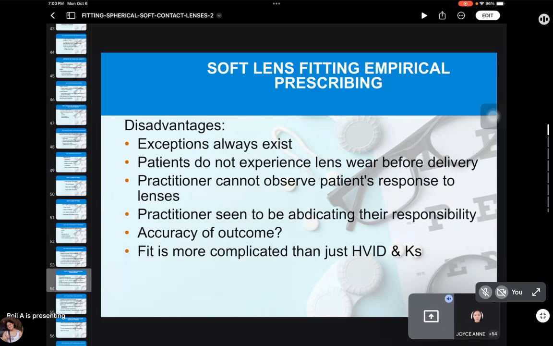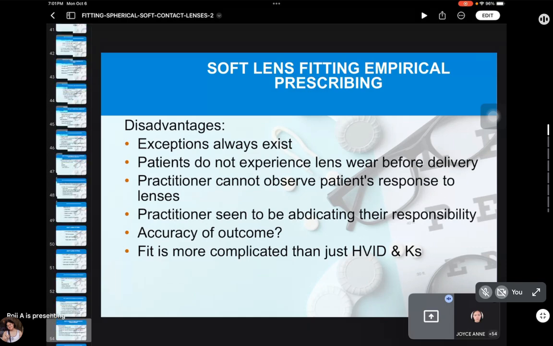Practitioner seems to be abdicating, kasi ayaw mo nang mag-fit-fit, ayaw mong mapagod, or ayaw mong mag-invest. Ayaw mong bumili ng trial RGP. Gusto mo na lang, bili mo na lang kung ano yung contact lens ng patient, kung anong measurement, yun lang. That's abdicating responsibility. And then the accuracy of outcome is a big question. Fit is more complicated than just HVID and K reading.